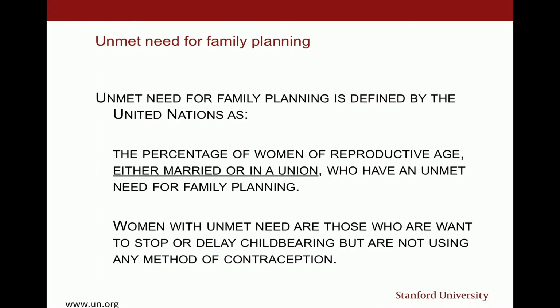Unmet need for family planning is another big definition that we need to learn. It's the percentage of women of reproductive age, either married or in a union, who have an unmet need for family planning. And unmet need basically means that they have stated or are clearly shown to not be interested in having a child right now, delaying or never having a child, but they're not able to currently use or not accessing contraception in any way. So this isn't just the number of women out there who aren't using birth control. This is the number of women who would like to be using birth control who can't have access to it.